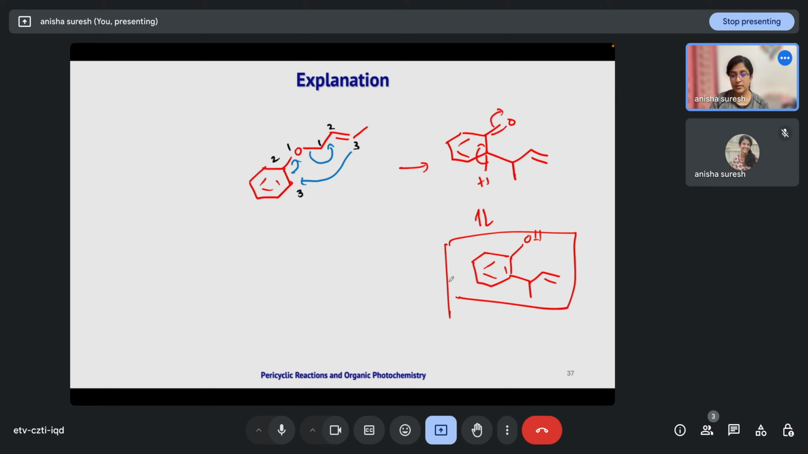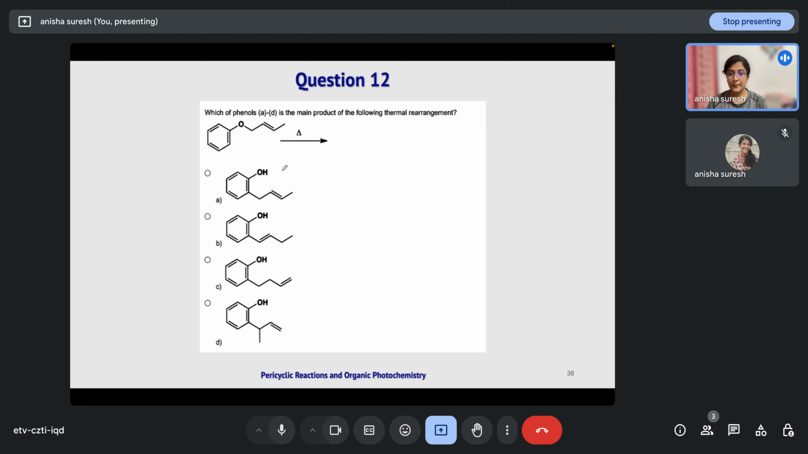This is the same question as question 10, just they are asking for the product. Last time, in question 10, they were asking which carbon will be bonding. So the right answer will be option D.